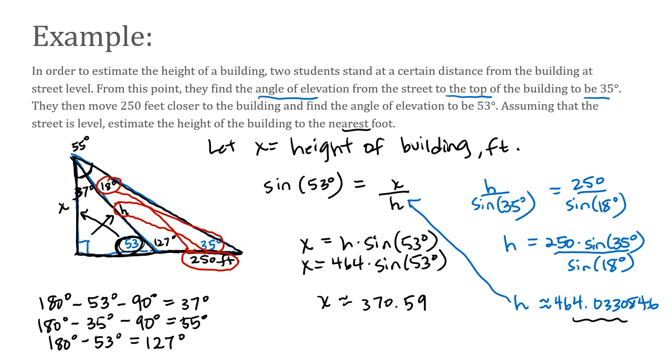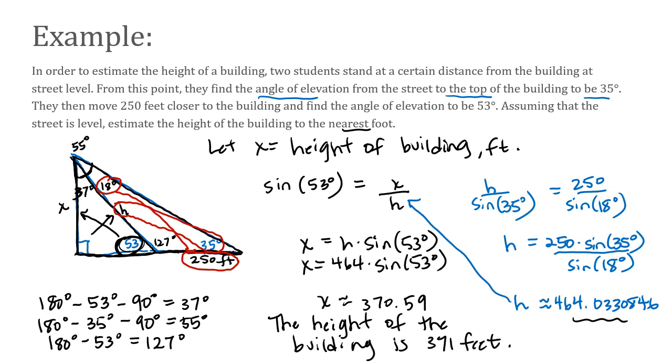So estimate the height of the building to the nearest foot. I'm going to say the height of the building is 371. And I want to make sure I put that unit of feet on there.